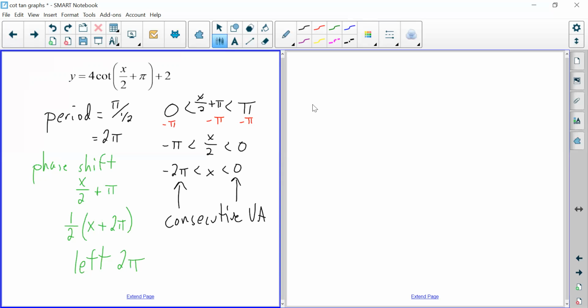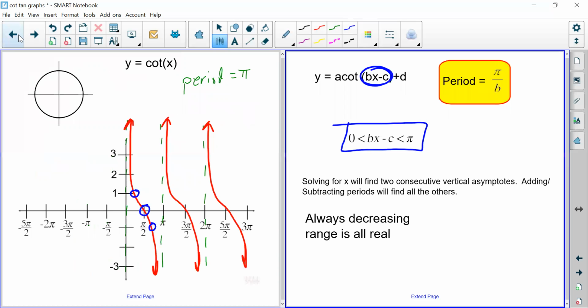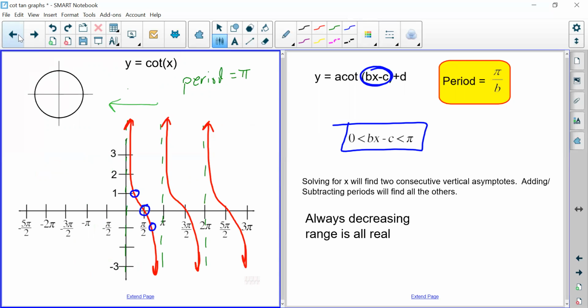So that's a lot of information right here. Let's go back and just review what it's supposed to look like. The parent function is going to look like this. Well, first of all, I know everything is going to get shifted to the left 2 pi. The period is going to lengthen because the normal period is pi, but our period is 2 pi.